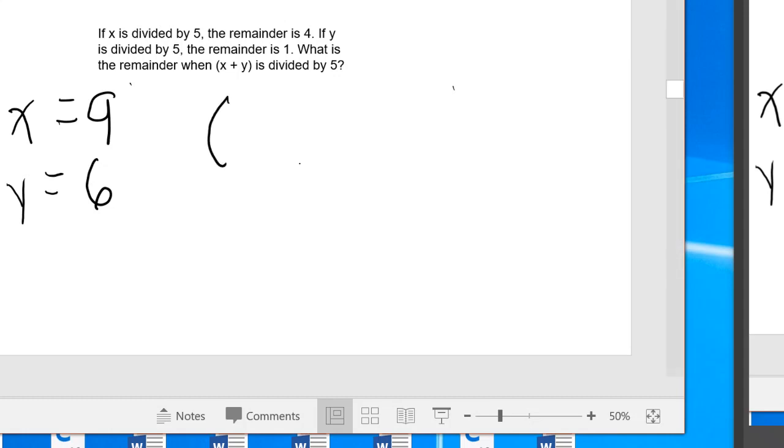Well, let's add x plus y. So I have x plus y. Well, what's x plus y equal to if I have 9 and 6?